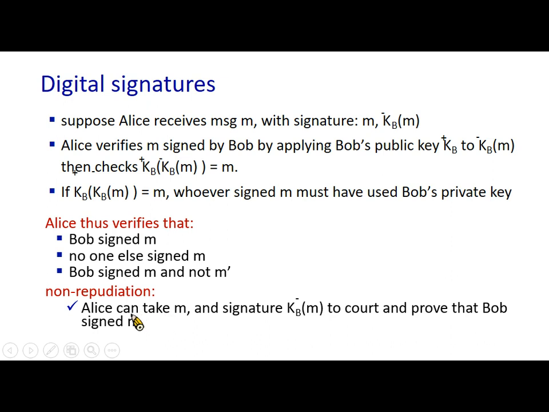Non-repudiation: Alice can take M and the signature KB(M) to court and prove that Bob signed M. So it's non-repudiation here.